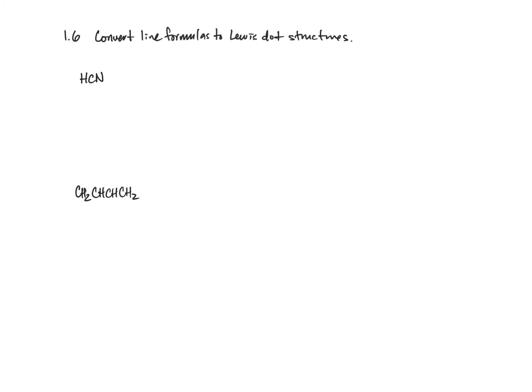In this problem, we're going to look at converting a line formula to a Lewis dot structure. So basically what we have to remember is how many bonds each element can have, and therefore how many valence electrons it's supplying. The first compound we're looking at is HCN, and in red pen here I'm just going to write the number of bonds that each element can have. So hydrogen equals 1, carbon equals 4, nitrogen equals 3.